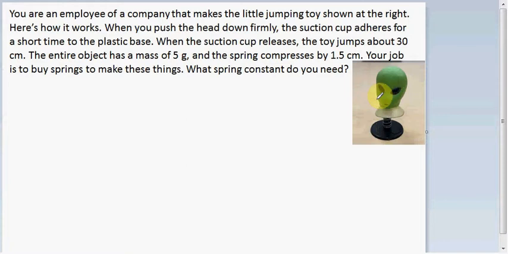So, the way we're going to do this is we're going to use conservation of mechanical energy. And anytime you use conservation of mechanical energy, it's always going to start out the same way. You're going to say that the energy at one moment is equal to the energy at some other moment. Okay? Now, then you got to ask yourself what types of energy are involved here.